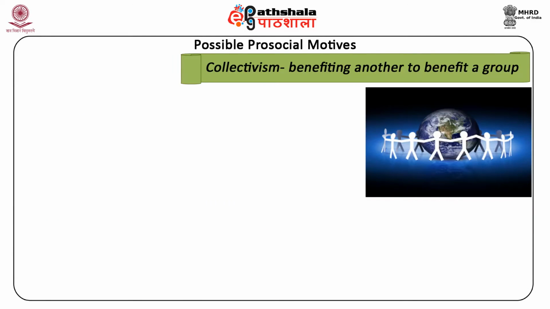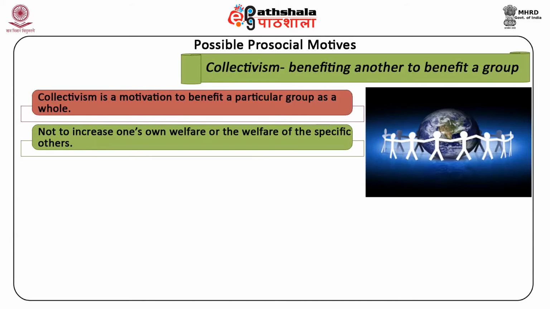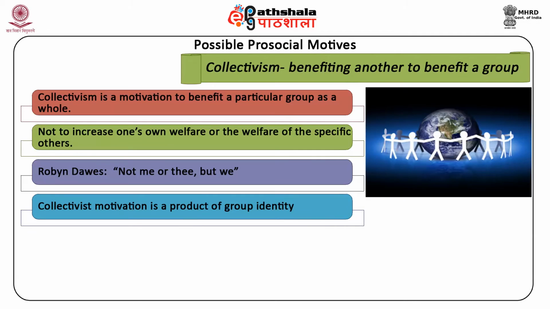Collectivism, benefiting another to benefit a group. Collectivism is a motivation to benefit a particular group as a whole. The ultimate goal is not to increase one's own welfare or the welfare of the specific others who are not benefited, but to increase the welfare of the group. Robyn Dawes and his colleagues put it succinctly: not me or thee, but we. They suggested that collectivist motivation is a product of group identity.